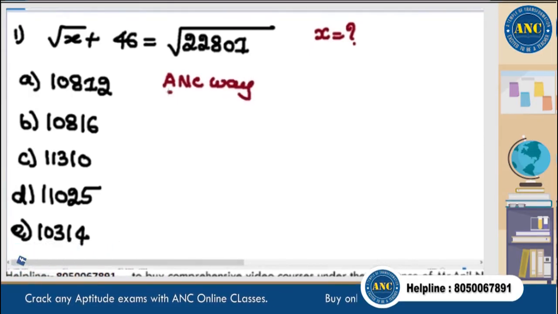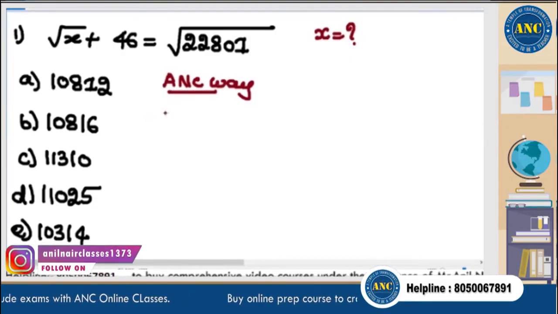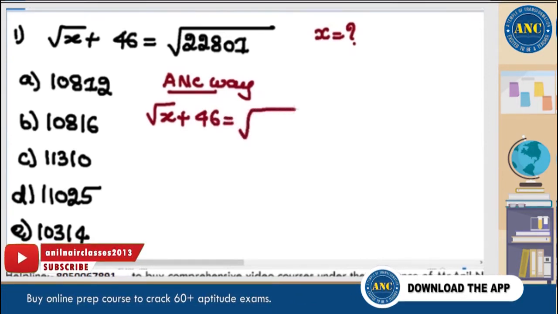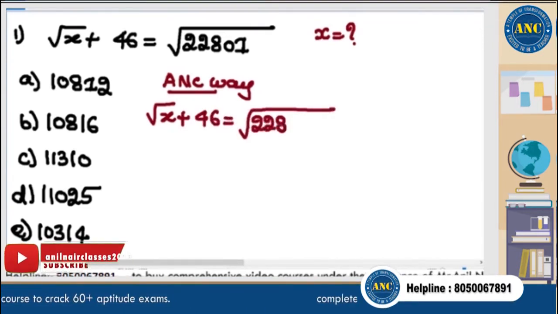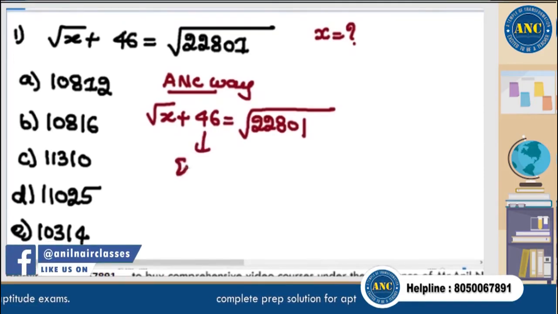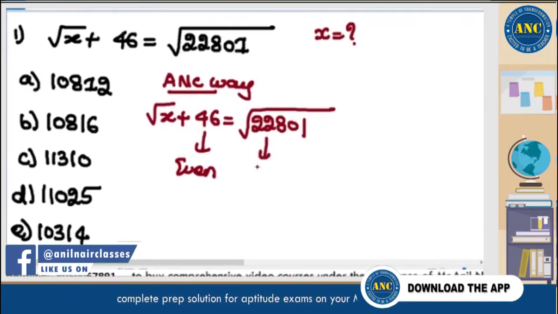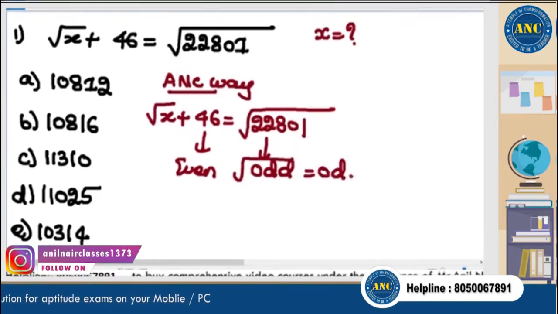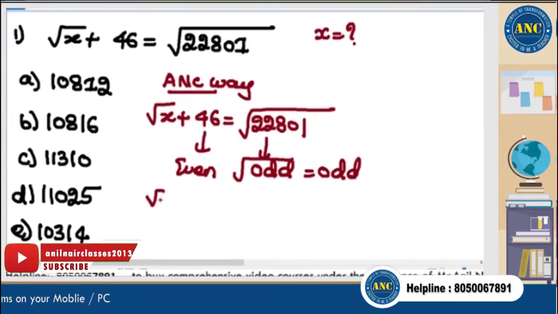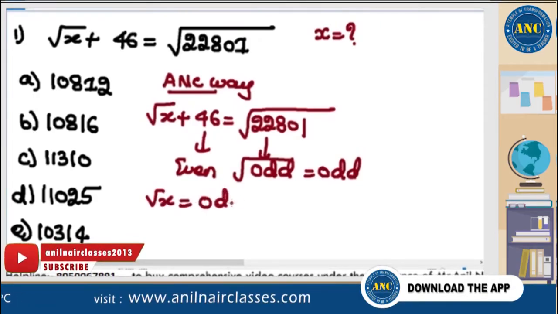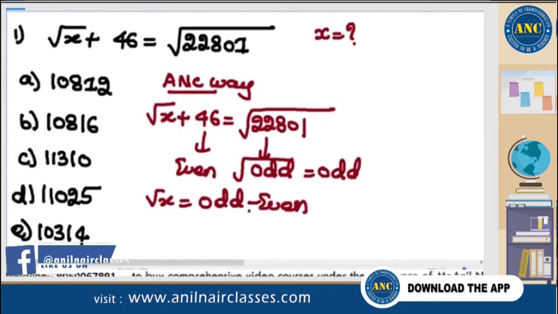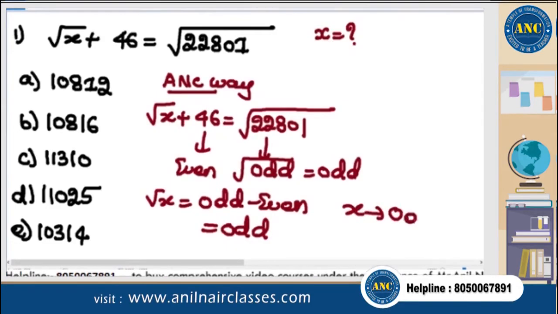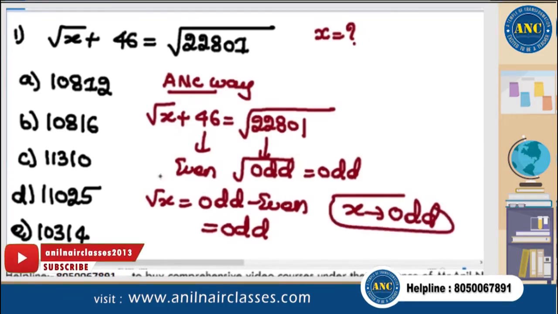I will discuss all the problems. Do not waste your time in saying the answers. Root x plus root of 46 is root of 22801. 46 is an even number. 22801 is an odd number. Root of an odd number will always be an odd number. Something plus even is odd, so root x is odd minus even, which is an odd number. So x will be an odd number.